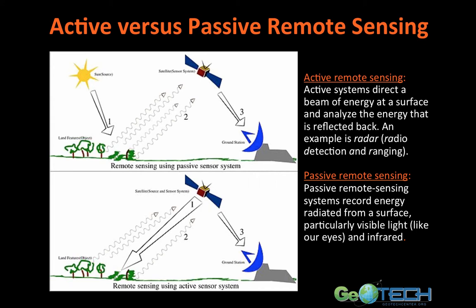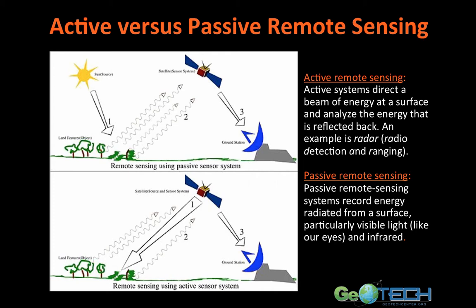As opposed to active remote sensing, there's passive remote sensing. And in a passive remote sensing system, you're going to record energy that's actually radiating itself from the surface. And typically we're looking at visible light or infrared radiation. And once again, the whole goal is to try to find out information about the surface looking at this radiated information.